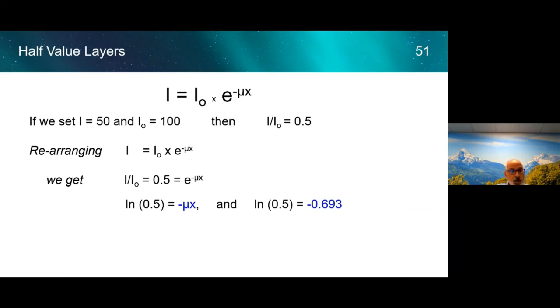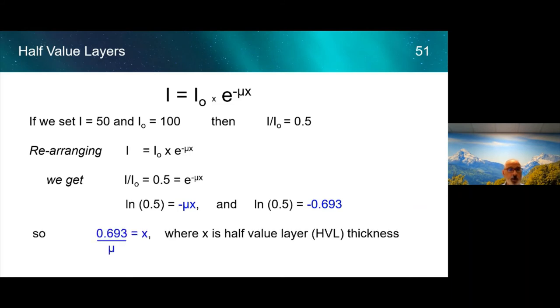If you then take logarithms of both sides, that gets rid of the exponent. So you end up with the log of 0.5 equals minus mu x. The natural logarithm of 0.5 is minus 0.693, so the two negatives cancel. What you end up with is x, the thickness, is equal to 0.693 divided by the linear attenuation coefficient for that material. What we have established, because we set the target dose rate and the input dose rate ratio to 0.5, is the thickness of material that will cause a reduction in the intensity of the radiation by half. So we've defined the half value thickness. It's quite straightforward to establish the half value thickness for materials if you know the linear attenuation coefficient and you know your material.